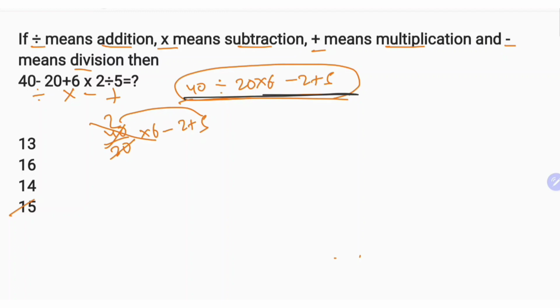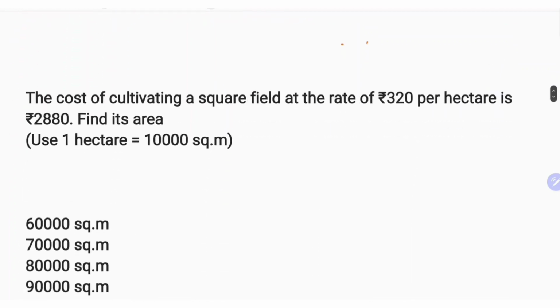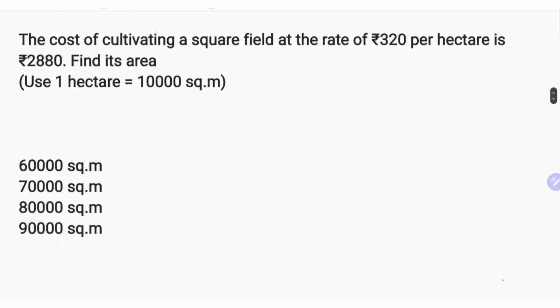Step. Next, the cost of cultivating a square field at the rate of 320 per hectare is 2,880 rupees. Find its area. It is very important: 1 hectare means 10,000 square meters.